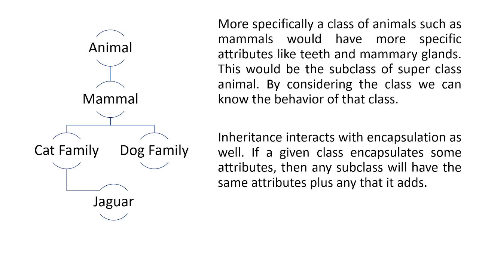To be more specific, a class of animals such as mammals would have more specific attributes like teeth, mammary glands, paws. This would be the subclass of the superclass animal. We'll be talking about subclass and superclass in the lecture. By considering the class, we can know the behavior of that class. We know that if you go in front of a tiger, what the tiger is going to do can easily be predicted.